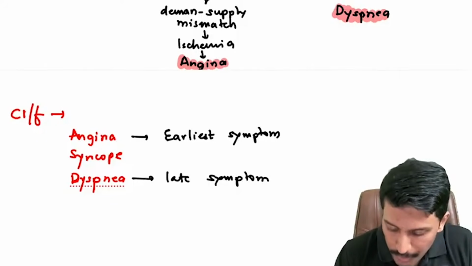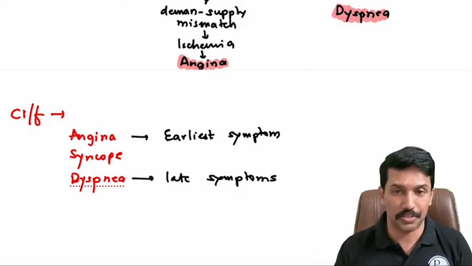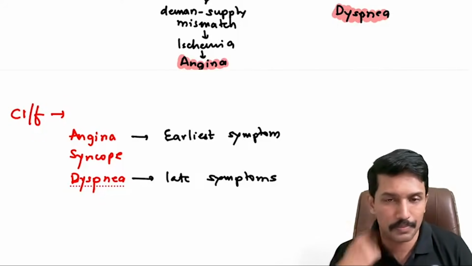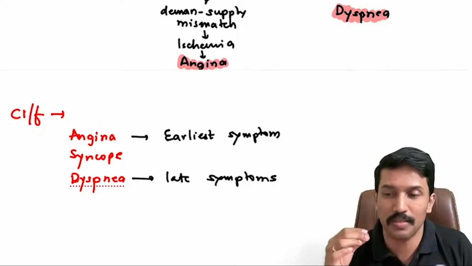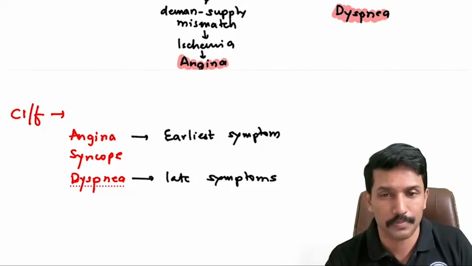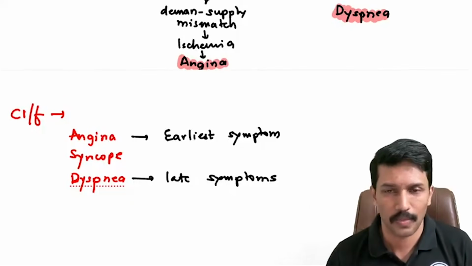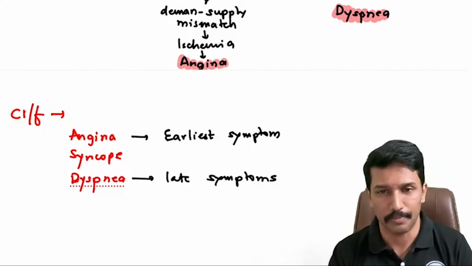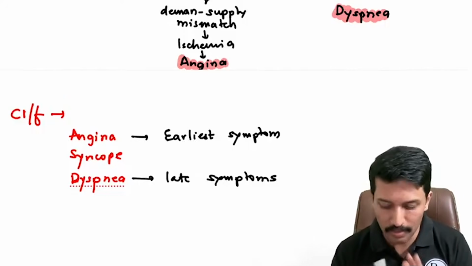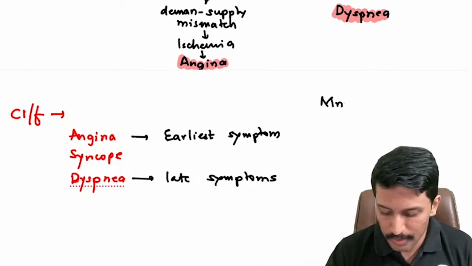So if you have a patient of aortic stenosis for bedside discussion or case presentation, and the teacher asks which symptom suggests that aortic stenosis is very severe, you should mention dyspnea, because dyspnea appears quite late. Angina is the earliest symptom. Okay, so these are the clinical features. The mnemonic to remember it is ASD.